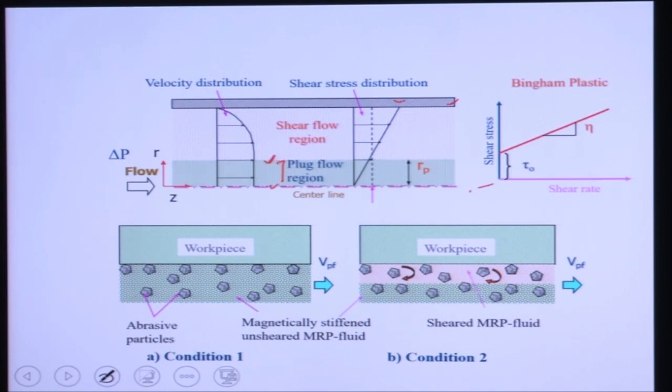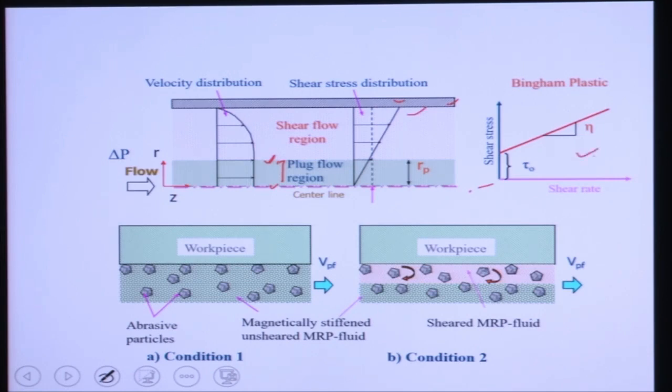Because if you plot the shear stress, the shear stress is maximum at the wall, and it comes to 0 at the center. So shear stress will be high here at the wall. So this is the plot for the Bingham plastic fluid.